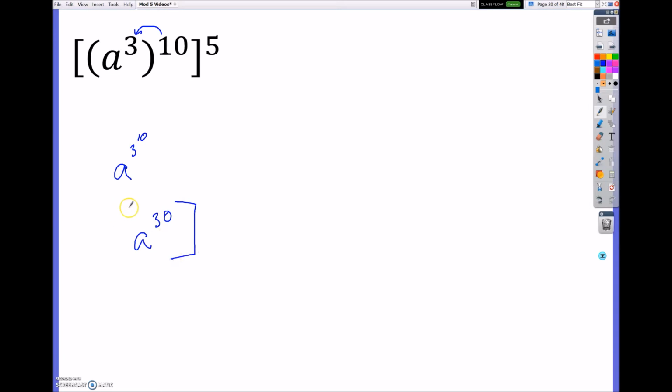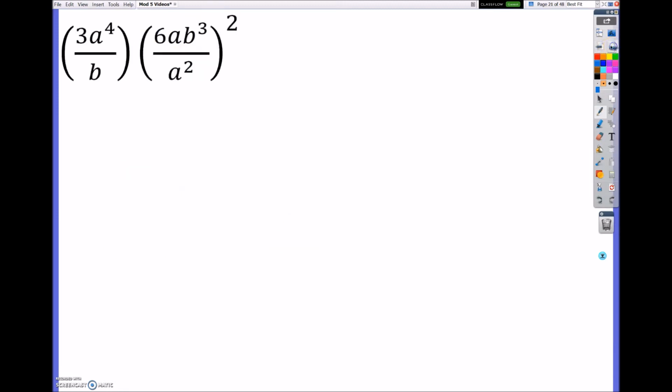Now I still have the brackets with the 5 here, so I'm going to distribute that there to get a to the 150th power. Okay. I worked from the inside out. You can also work your way from the outside in. 5 times 10 is 50. 50 times 3 is 150. Doesn't matter either way, you'll get the same answer.